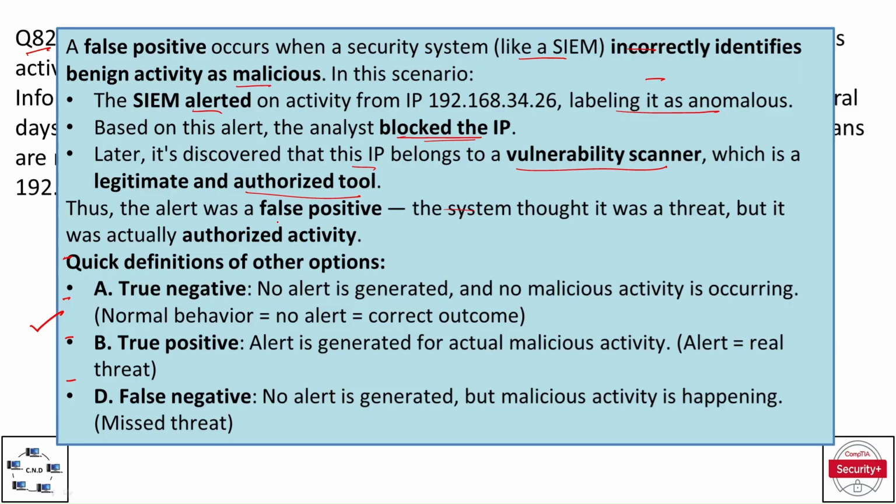So thus the alert was a false positive, that is, the system thought it was a threat, but it was actually authorized activity. So quick definition of the other options. Option A, true negative, is that no alert is generated and no malicious activity is occurring. That is, normal behavior generates no alert, which is a correct outcome.